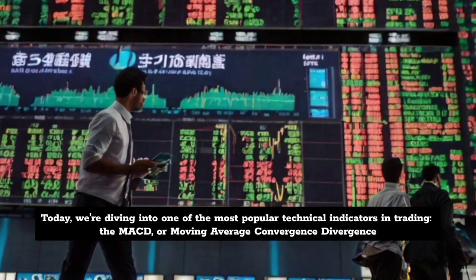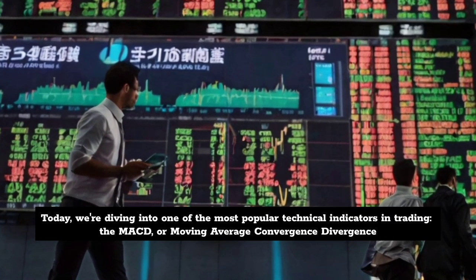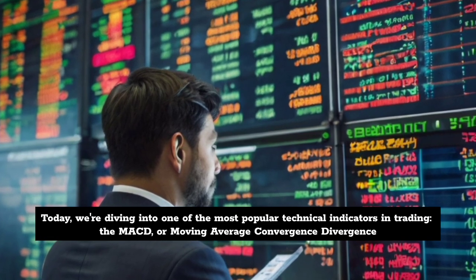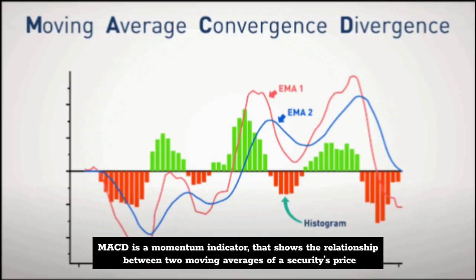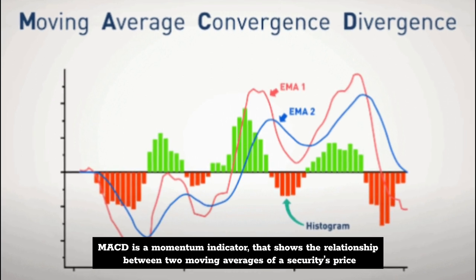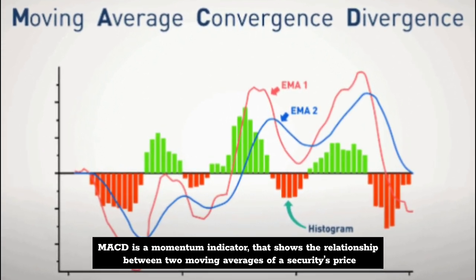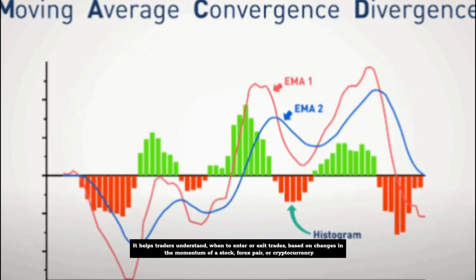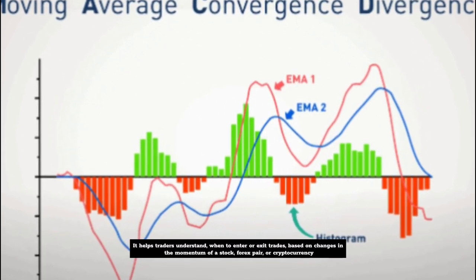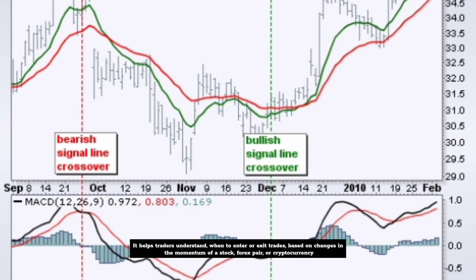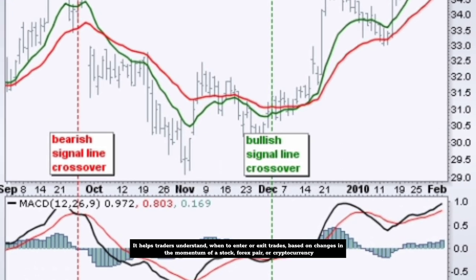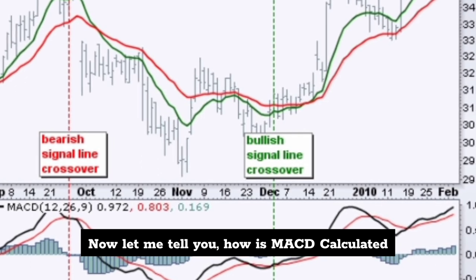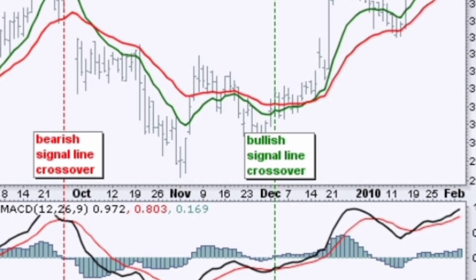Today, we're diving into one of the most popular technical indicators in trading, the MACD, or Moving Average Convergence Divergence. MACD is a momentum indicator that shows the relationship between two moving averages of a security's price. It helps traders understand when to enter or exit trades based on changes in the momentum of a stock, forex pair, or cryptocurrency. Now let me tell you, how is MACD calculated?